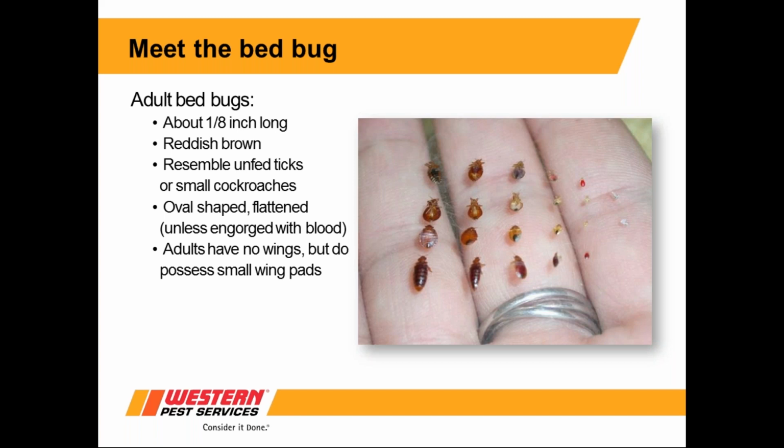Adults don't have wings, but they do have small wing pads, which are really hard to see in this picture with all these different bed bug stages. They're very, very small. They don't lift up at all, so they're not able to fly. They also do not jump.